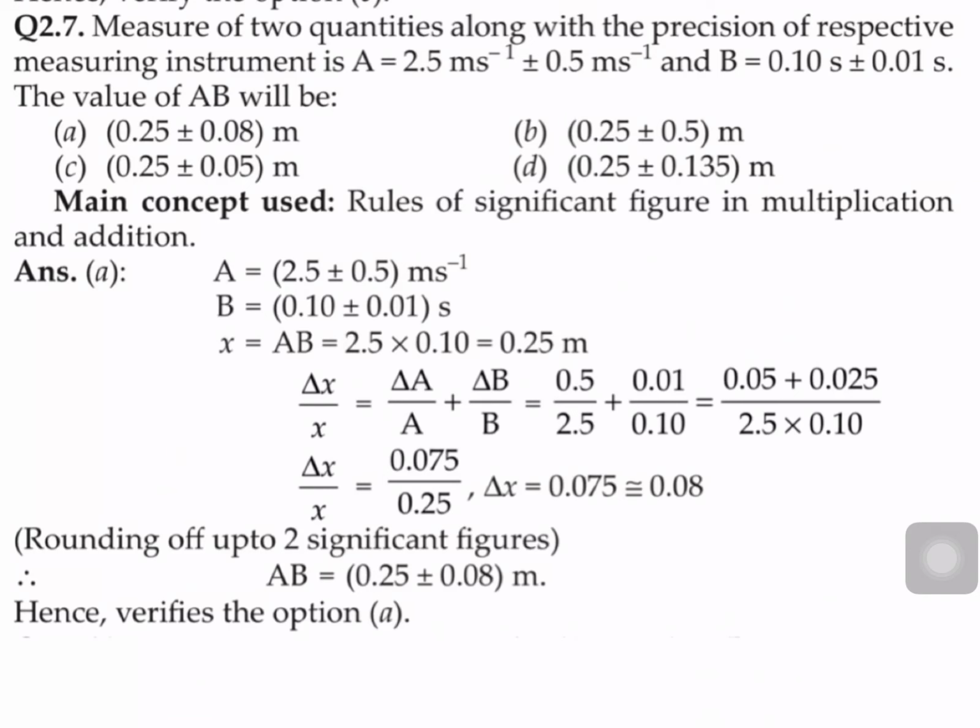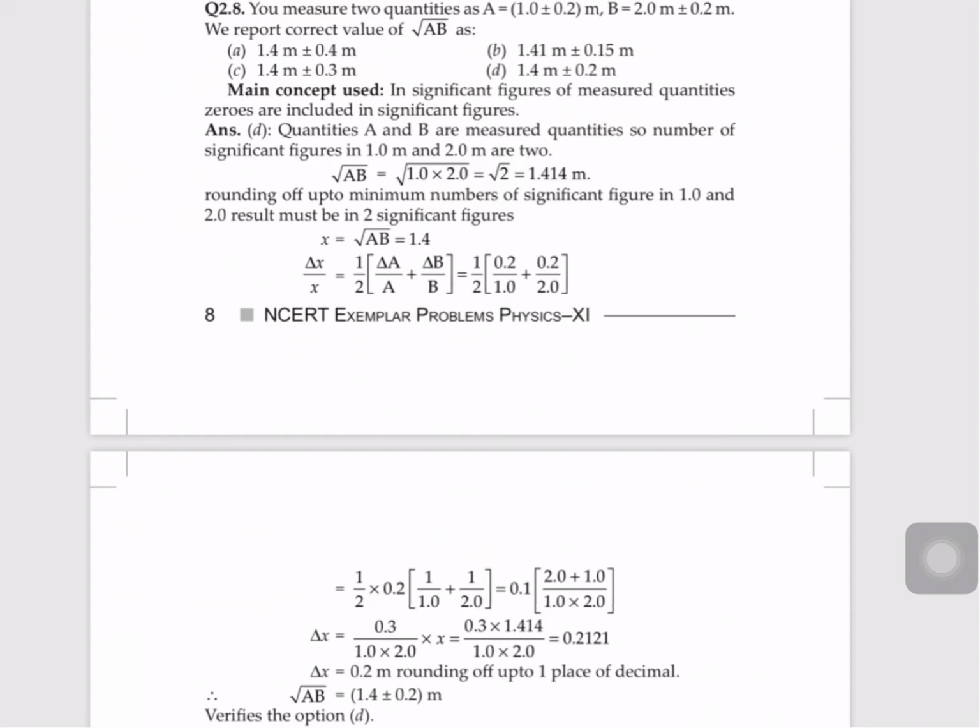So the main rules of significance in multiplication and addition: significant figures in multiplication and addition. So X equals AB, 2.5 times 1.0, that equals 0.25. Del X by X equals del A by A plus del B by B. So finally you get 0.08. Rounding up to two significant figures, you get 0.25 plus or minus 0.8 meter. Let's verify option A only. The same way you can go for the next one.